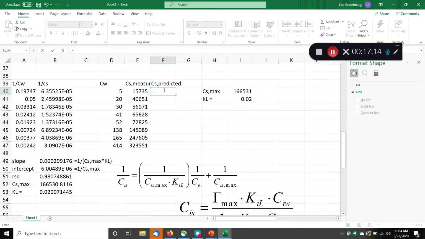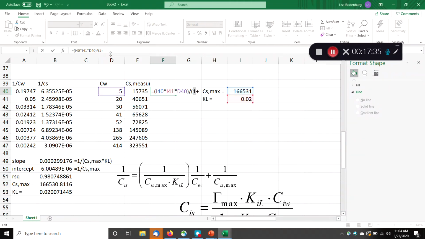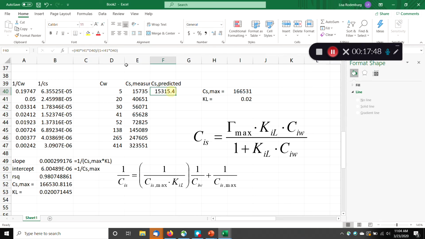And then again, we would say that CS is equal to CS max times KL times CW divided by parentheses 1 plus KL times CW. Check and make sure we got our formula right. Yeah, that seems right. And then we're going to put our parentheses or dollar signs in there.